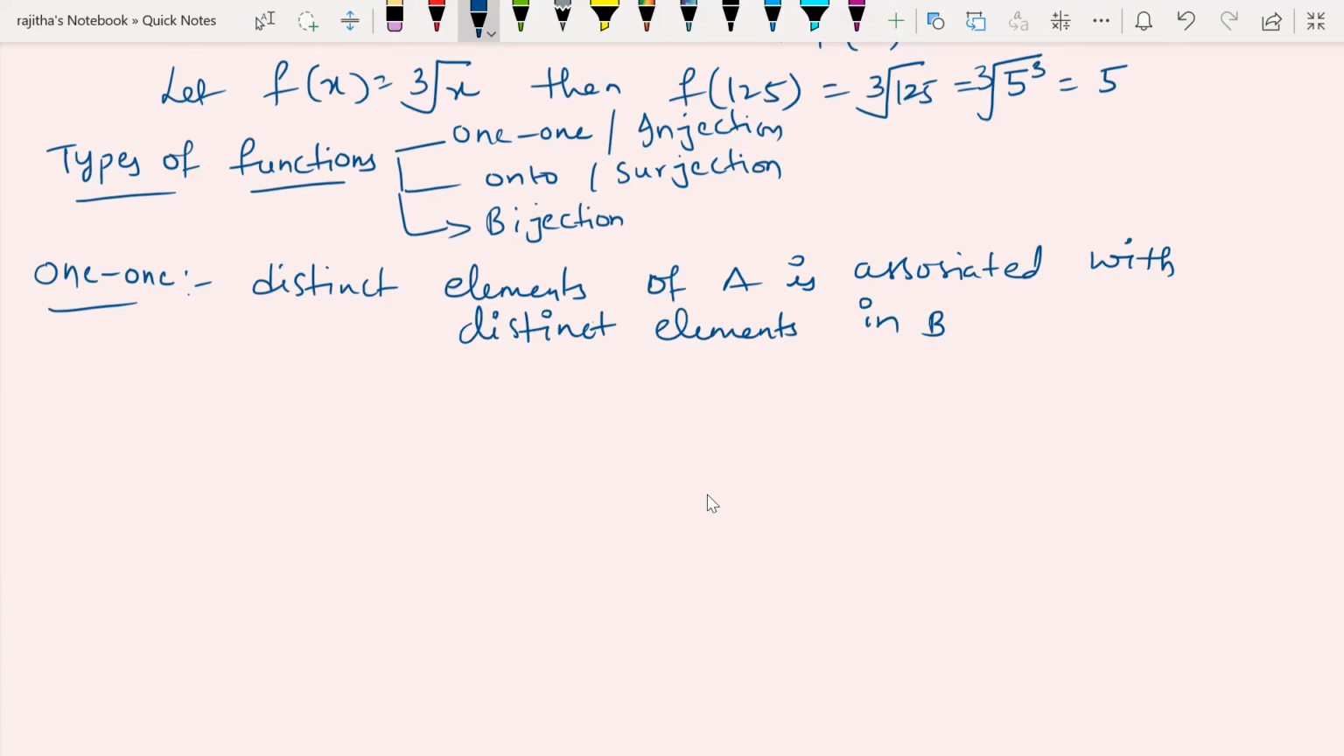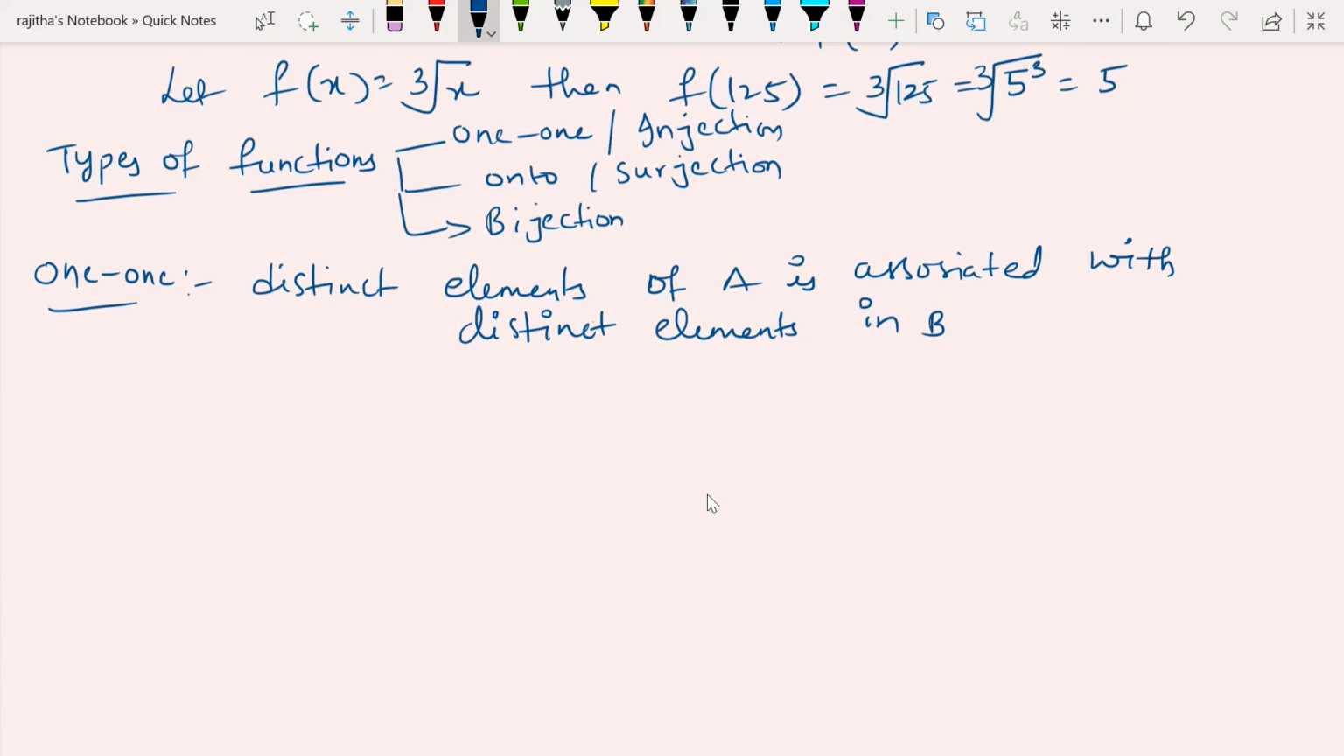So a function f from A to B is said to be one-one, or another name is injection, if distinct elements of A have distinct images in B. Observe clearly, distinct elements of A have distinct images in B. Some elements may be left in B, don't worry. The main thing is that distinct elements in A have distinct images in B.